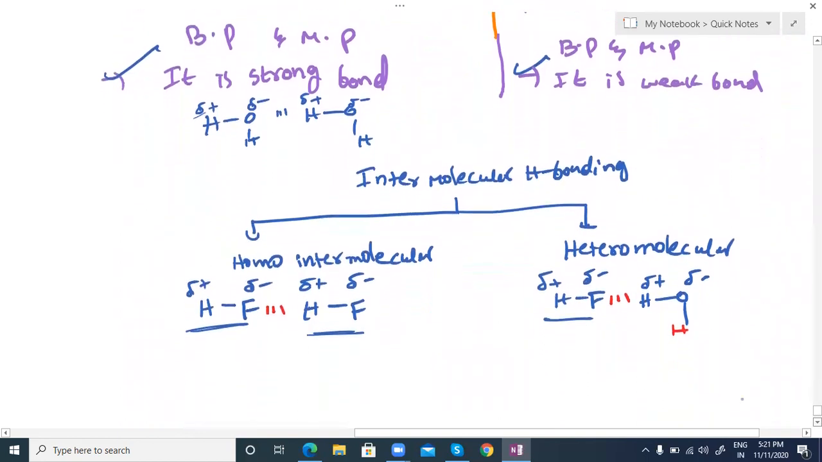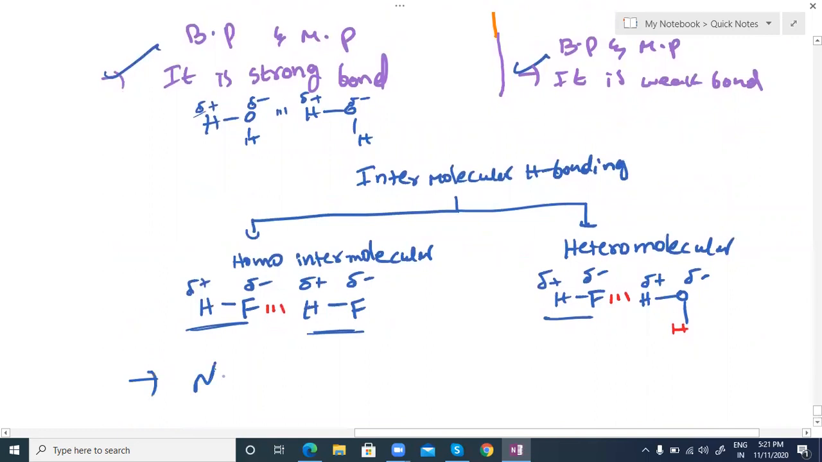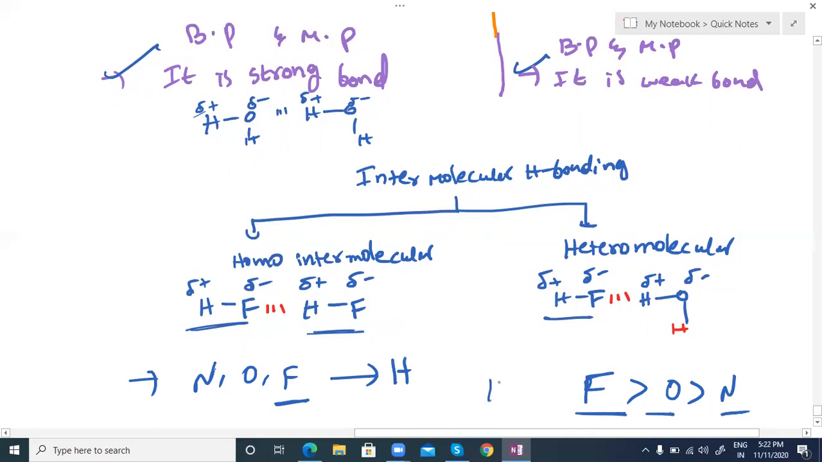Generally, N, O, F, all of which attach to hydrogen, form strong hydrogen bonding. The next question depends upon some other factors; mainly you can consider the electronegativity difference. Whichever has the larger electronegativity difference can form stronger hydrogen bonding. F can form stronger hydrogen bonding compared to oxygen and nitrogen, because F has more electronegativity than oxygen, and oxygen more than nitrogen.